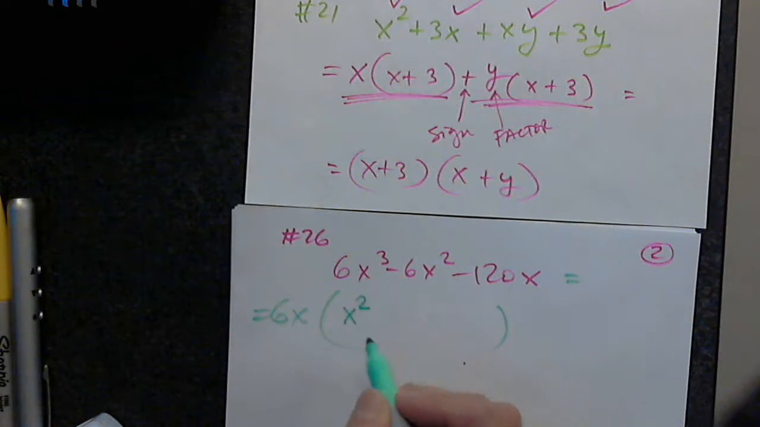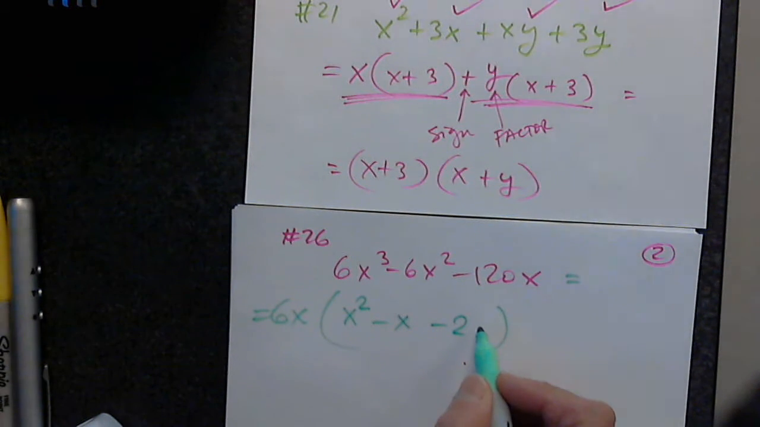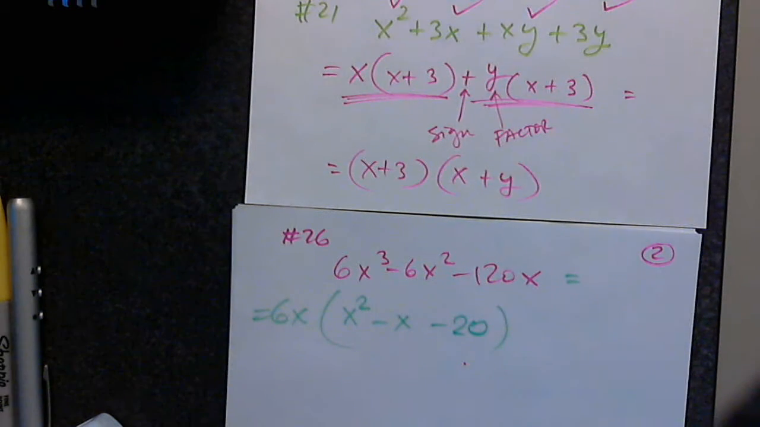X squared minus x minus 20. Careful. Isn't it 120 divided by 6? Good. Am I doing it wrong? No, you're not. But you said 20x. Oh, minus 20. Sorry. Oh, okay. Good. Perfect.